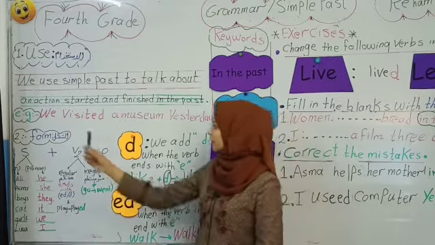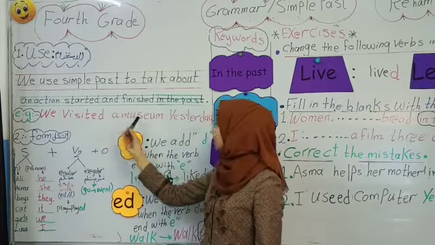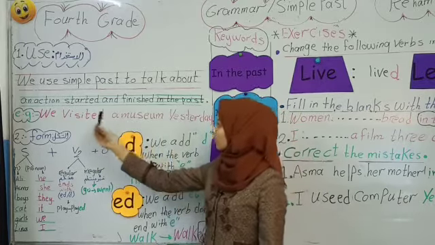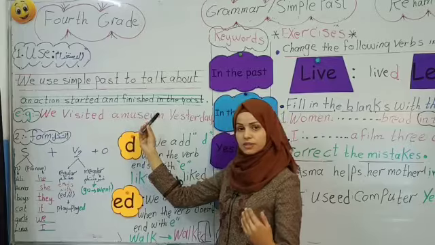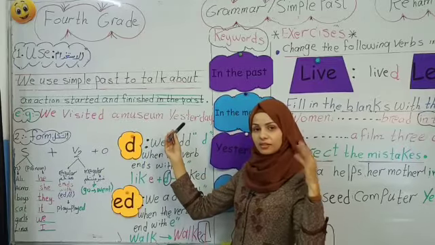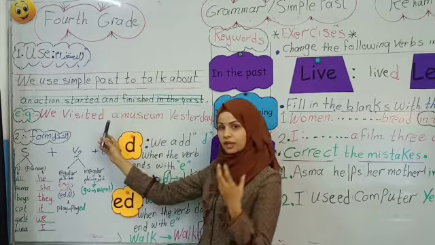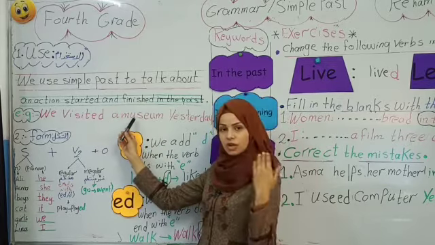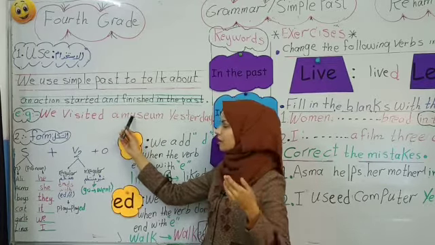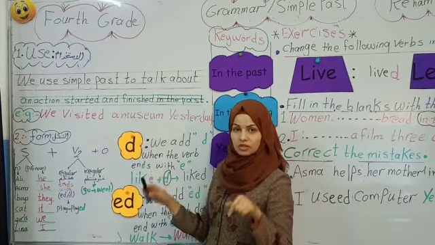Example, مثال. We visited a museum yesterday. زرنا المتحف أمس. Yesterday is the last day. Started the action of visiting the museum. الحدث زيارة الميوزيوم started and finished بدأ وانتهى last day بالماضي. It's not today.